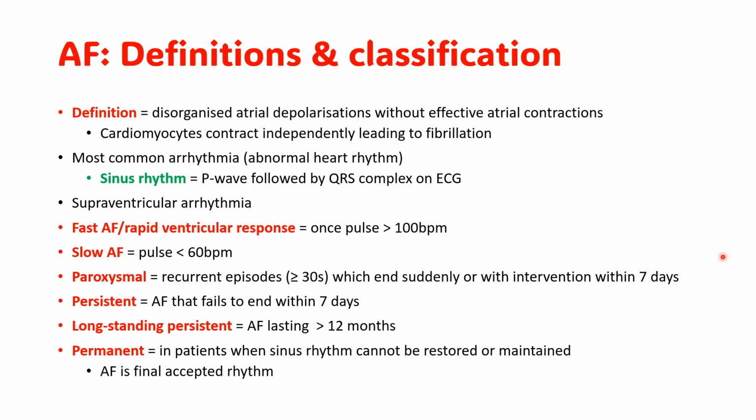Essentially the reason why you have persistent AF, why it continues, is because you have calcium overload within the cardiomyocytes, which leads to fibrosis, and basically maintains this fibrillatory process.